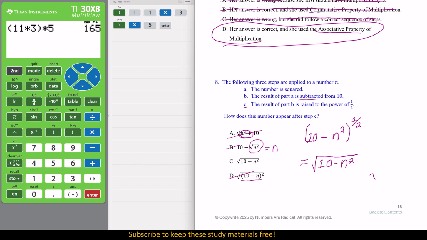If we have x to the 1/2, this is what we have as a root. All square roots have an understood 2 here, and that is actually just x to the first power, taking the square root of it. That is x to the 1/2 power. So that means C is okay. All right, let's move on to number 9.